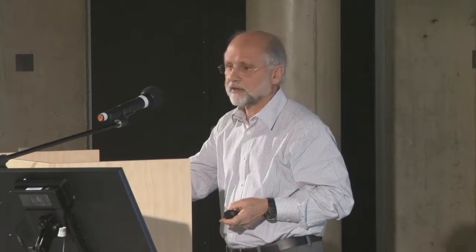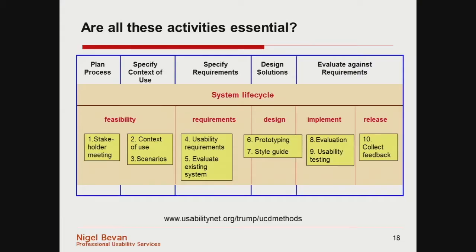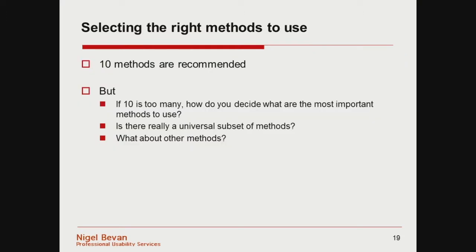So, a success story, but of course, these are somewhat ad hoc, and furthermore, although that was promoted as simple, you don't always have the resources to even work at that level. So if 10 is too many, what do you do if you can't use all 10? And really, are these the right 10 methods anyway? And what about the other methods which are not in that list? So it's a good start.